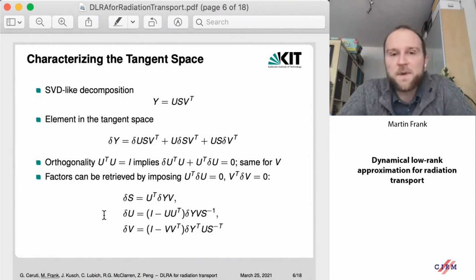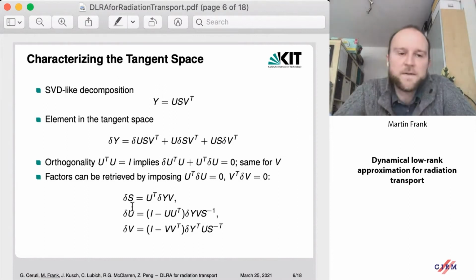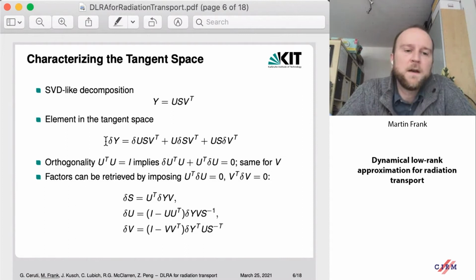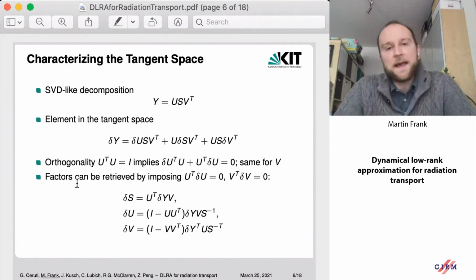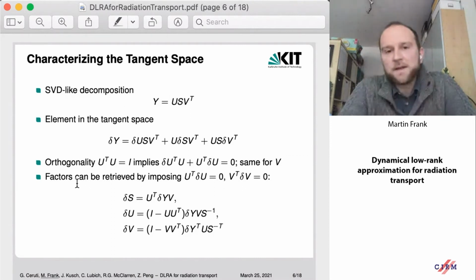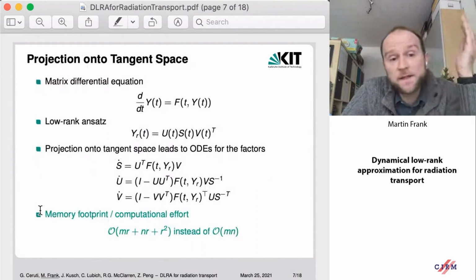And the other ones can be explained in a similar way, right? So I hit it from the right with V, one term cancels, and the other one I can cancel with this one. Yeah, so I can actually extract my variations in these three factors of the decomposition from the overall variation delta Y. And the delta Y is the thing I want to project, right? So in a certain sense here, I've expressed what my projection is onto the tangent space. And that's what I can do now, yeah?